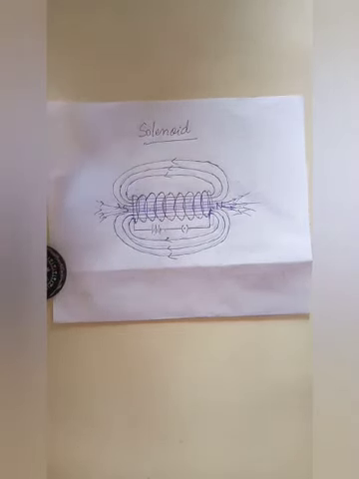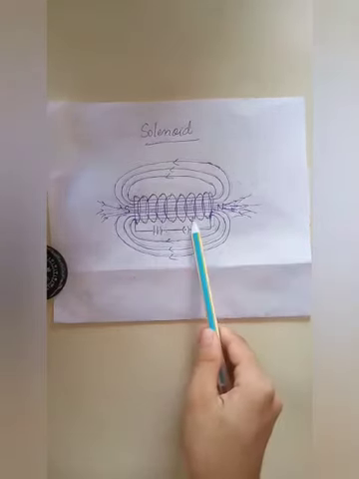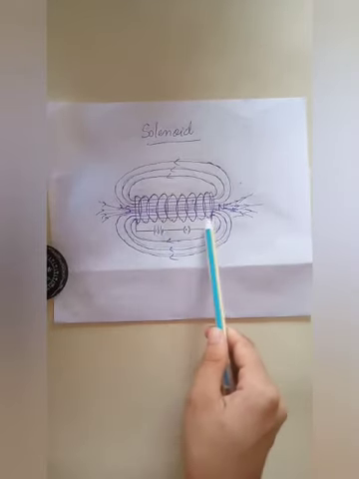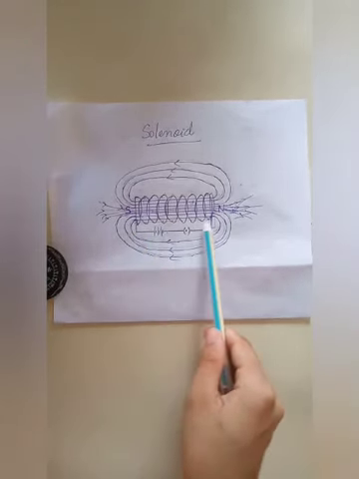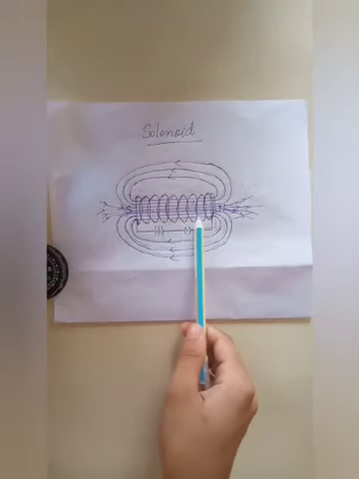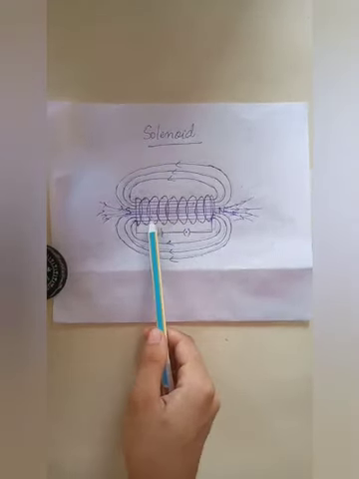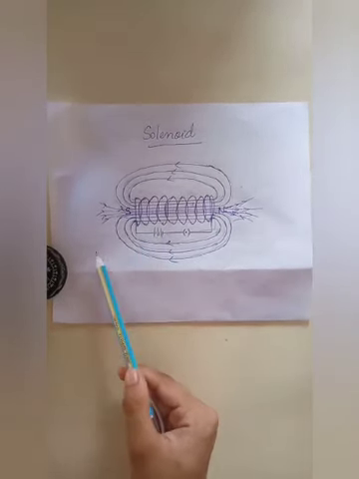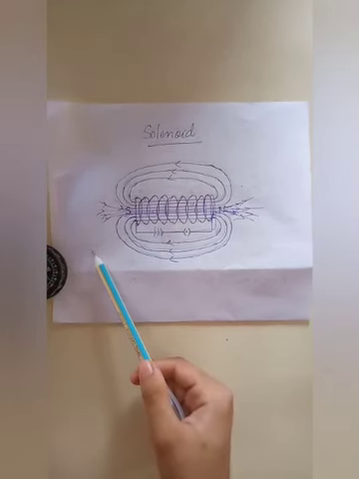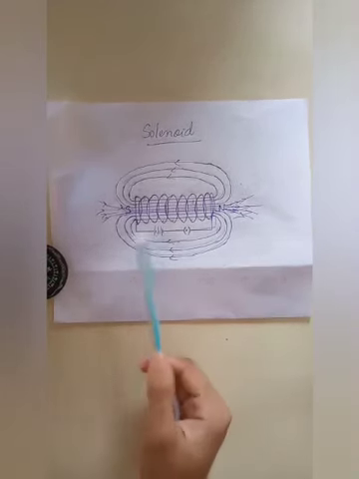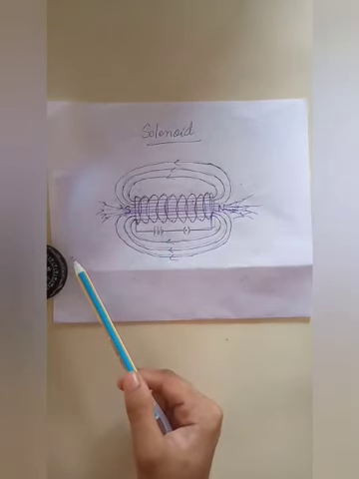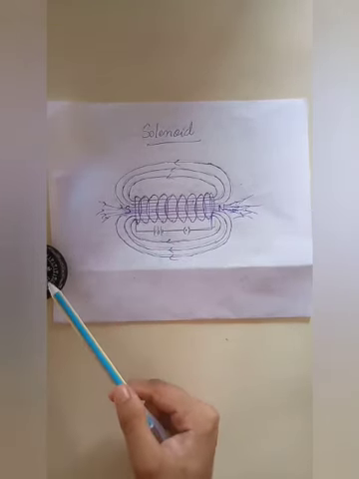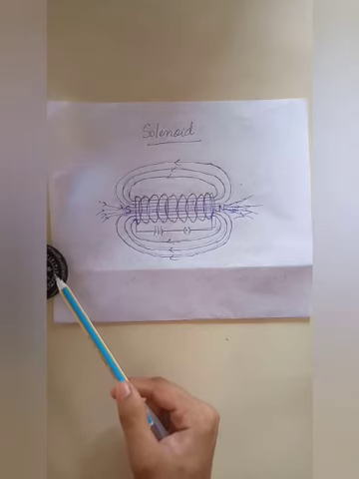The field lines inside the solenoid are in the form of parallel straight lines. This indicates that the magnetic field is the same at all points inside the solenoid. That is, the field is uniform inside the solenoid. Students, learn the definition of solenoid, and that the magnetic field lines inside the solenoid are parallel.